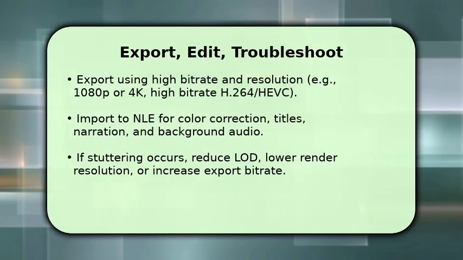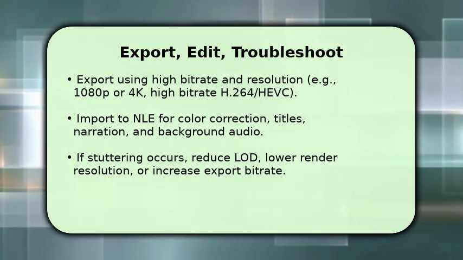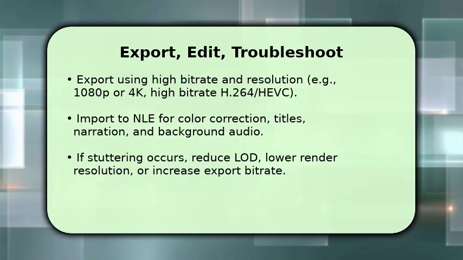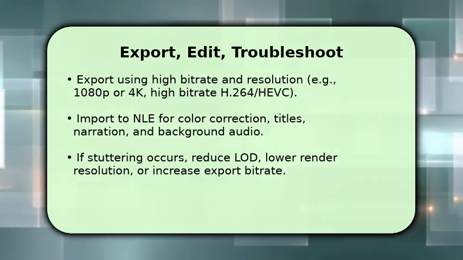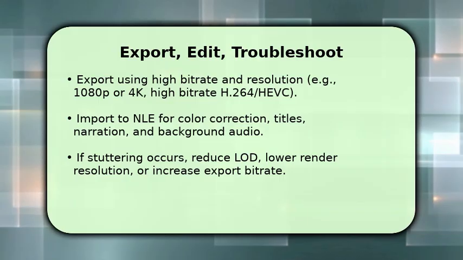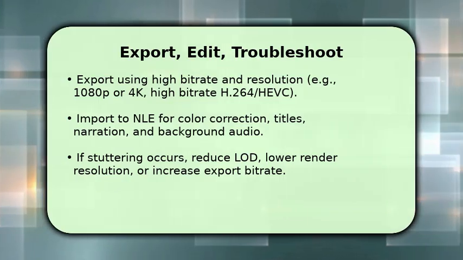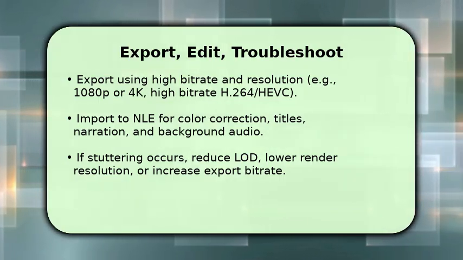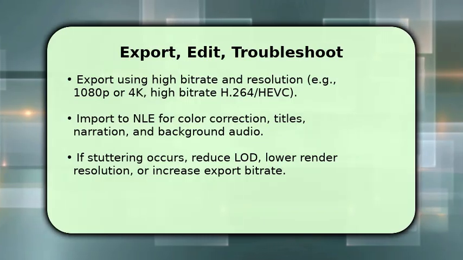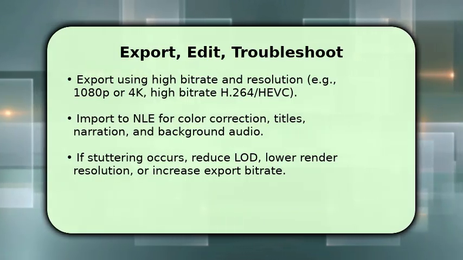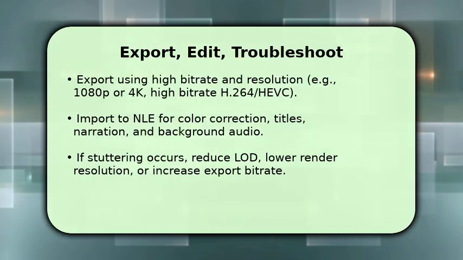Then import the rendered clip into your editor to add narration, music, color correction, and titles. This is where you polish pacing and audio levels. If the final video shows stutter or popping geometry, reduce level of detail, lower render scale for another pass, or increase export bitrate. These fixes resolve most artifact and playback issues.